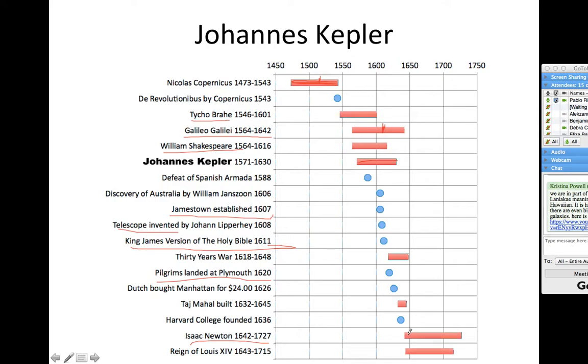So Newton said that his discoveries and accomplishments were because he was standing on the shoulders of giants. And he was certainly referring to Copernicus, to Brahe, to Galileo, to Kepler, all the other people that were able to discover these things that made it possible for him to make his discoveries, especially the laws of gravitation and so on.